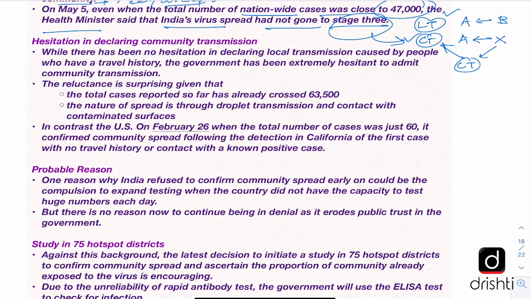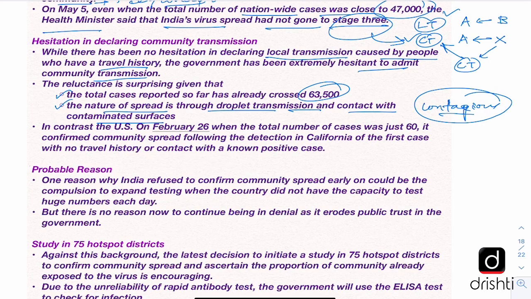Further, the editorial talks about hesitation in declaring community transmission. It says that while there has been no hesitation in declaring local transmission caused by people who have a travel history, the government has been extremely hesitant to admit community transmission. And this reluctance is surprising given that the total cases reported so far have exceeded 63,000. And the nature of spread, through droplet transmission and contact with contaminated surfaces, makes this disease that much more contagious and very easy to spread.